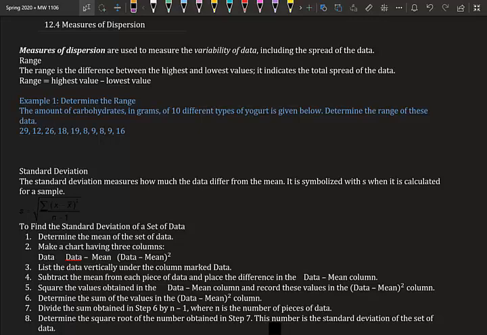So determine the range. The amount of carbohydrates in grams of 10 different types of yogurt is given. Determine the range of these data.